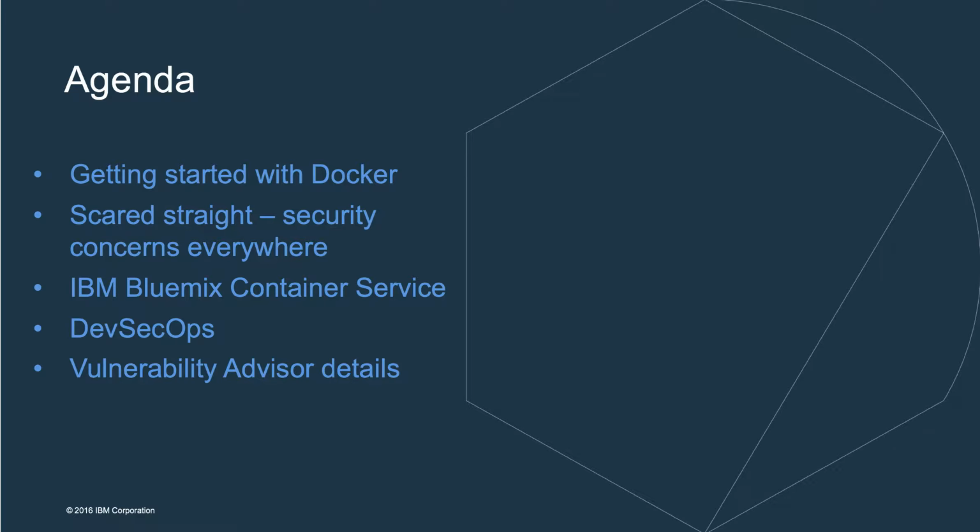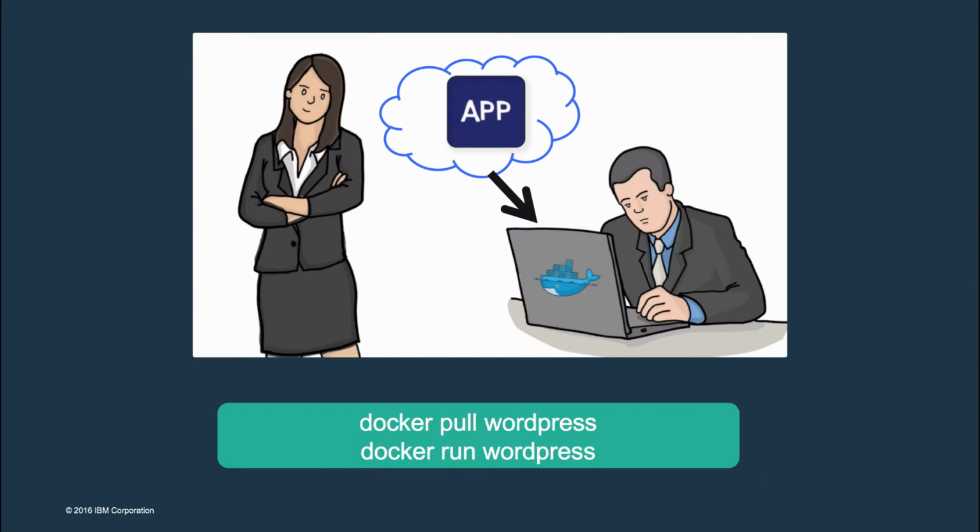Today's agenda: we will go through a brief introduction to getting started with Docker, talk about some of the security concerns that you should be aware of, dig into some of the details of the IBM Bluemix Container Service, talk about what is DevSecOps and what that means for you. And then lastly, we'll cover some of the Vulnerability Advisor details and how we can help you with these security concerns. For today's discussion, we will assume some level of familiarity with Docker itself.